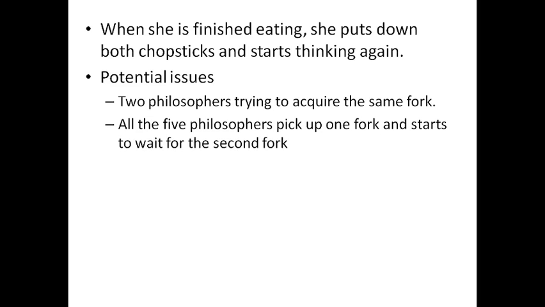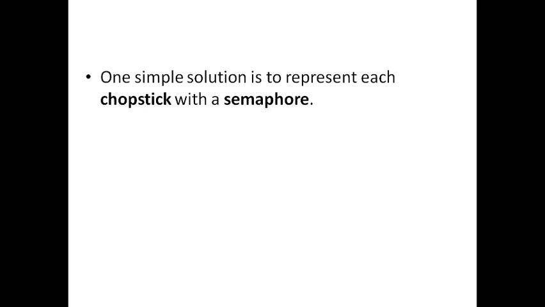Now these are the potential issues. First, two philosophers trying to acquire the same fork. Mutual exclusion is what is required in that situation. And secondly, all the 5 philosophers pick up one fork and start to wait for the second fork. This is a more serious problem, which leads to the deadlock. Now we are going to get into the solution part.